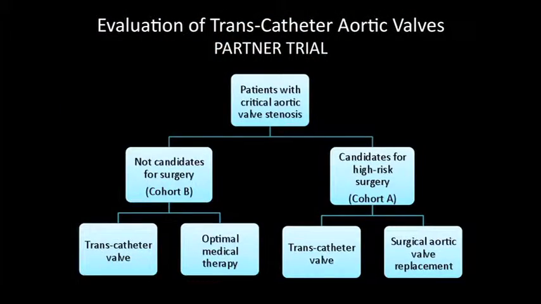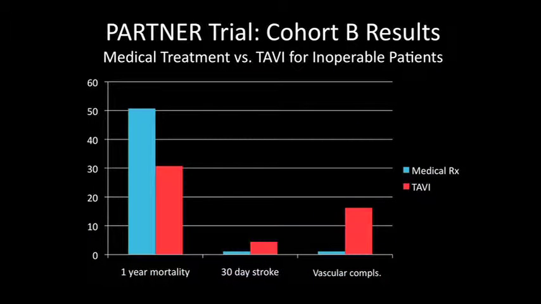So PARTNER trial had two limbs. One was for patients who were deemed inoperable, too old, too sick to undergo open heart surgery. So they were treated with medications alone versus transcatheter aortic valve replacement. They picked a high-risk group. There's a scoring system to determine the risk of death for these patients. And they had a remarkably high mortality rate in the medically treated group, 50% at 1 year.